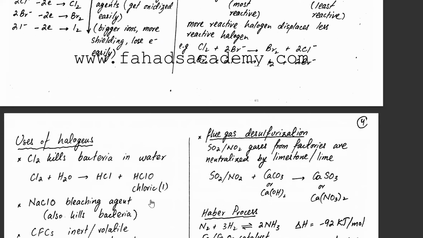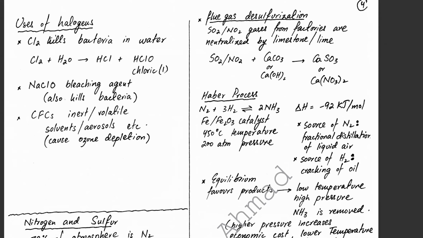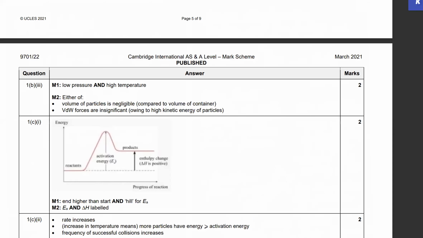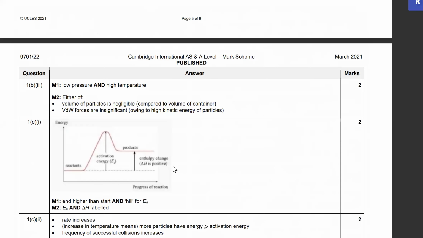But anyway, he was asking about it killing bacteria. These are uses of halogens. Cl2 kills bacteria. Why? Because if it reacts with water, it forms HCl and HClO. It's HClO that's actually the one that kills bacteria. So coming back to the paper, and let's even check the previous answers.